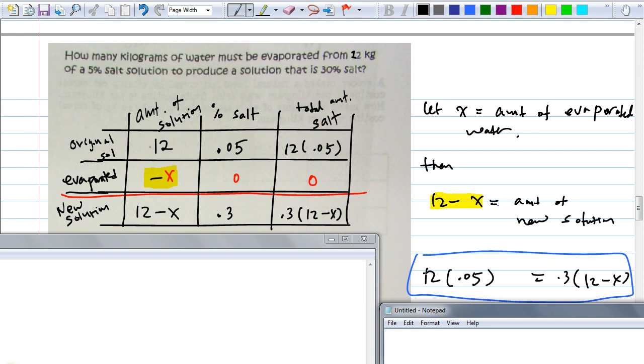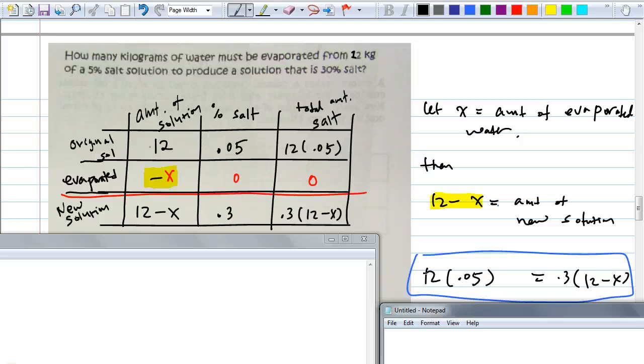So if you're just looking at the salt, imagine if you were to evaporate water. Remember how we were able to separate the salt and the water in our head? When you just get rid of the water only, does the amount of salt change? The amount of salt doesn't change. That's why they're equal to each other. The percent of the solution changes, but not the amount of salt. Does that make sense? So go ahead and solve, see what you get.